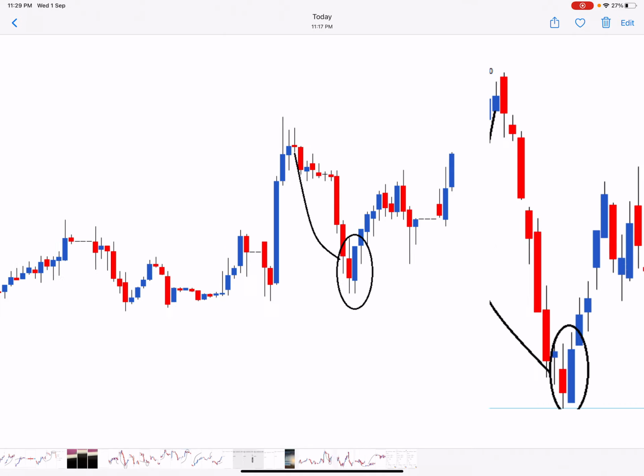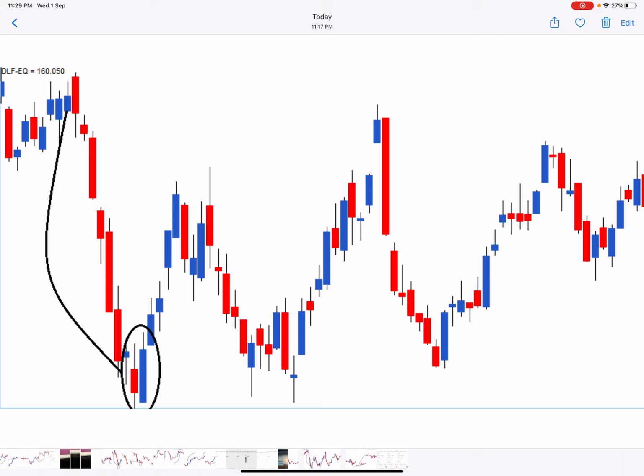Have a look at this DLF chart. The bullish engulfing pattern is encircled. The OHLC on P1: open is 162, high is 168, low is 158.5, close is 160. On P2, the OHLC details are: open 159.5, high 170.2, low 159, and close 169.